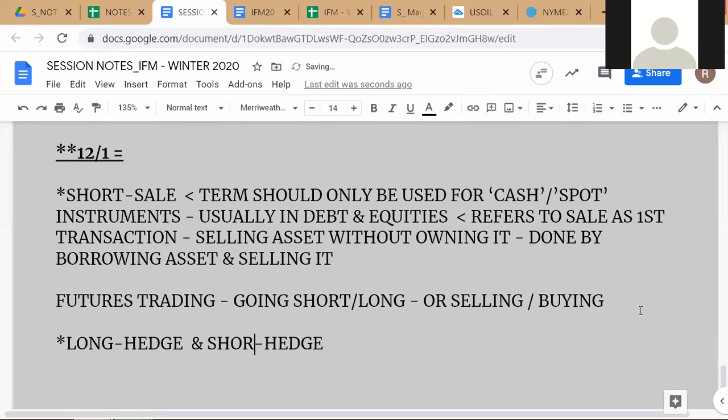So what I'm saying is long hedge and short hedge basically refers to cases where the hedge position, HP, is the one that protects and helps to reduce the risk. The hedge position, we will discuss this going forward.